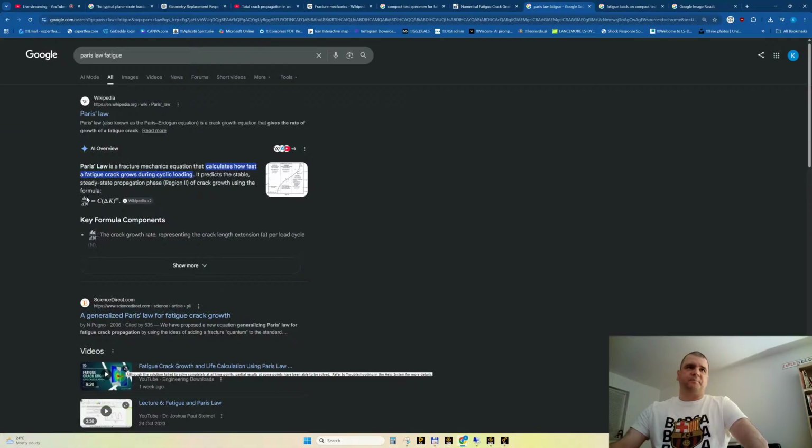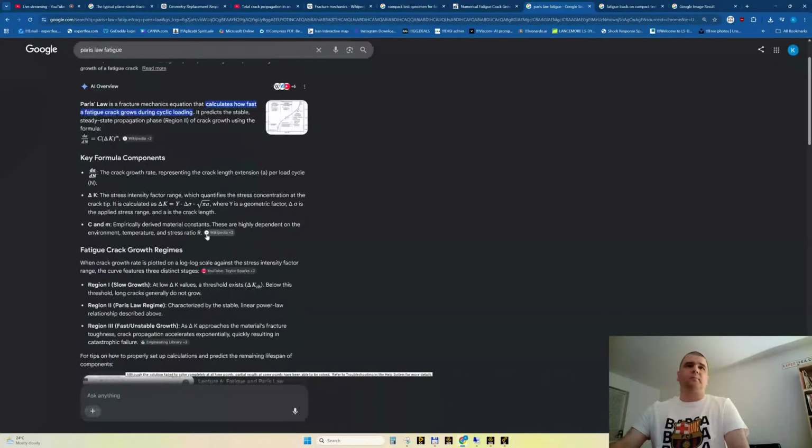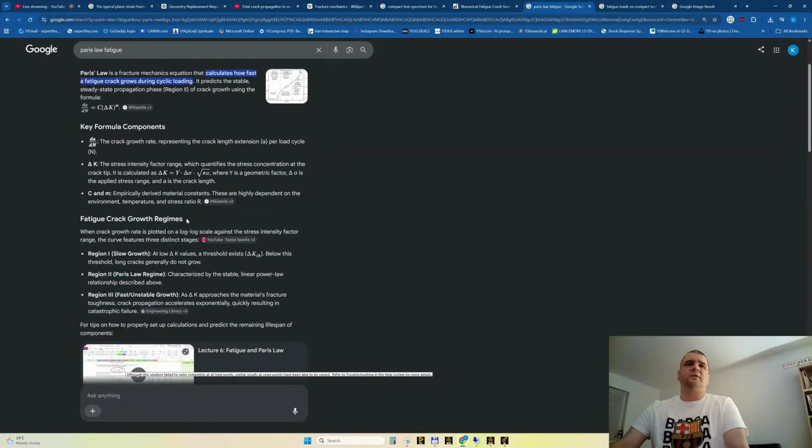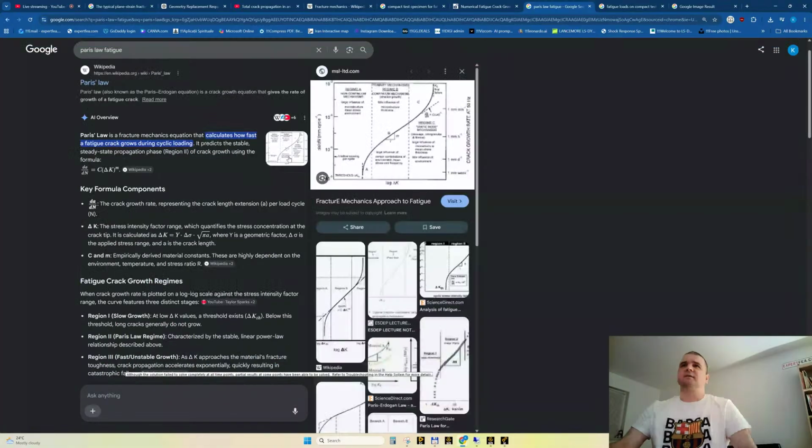The rate means the crack growth divided by the number of cycles. This is the rate, and it equals the variation of stress intensity factor multiplied with the constant C, and M. Some material constants. I don't want to go into detail, but let me at least show you this graph.